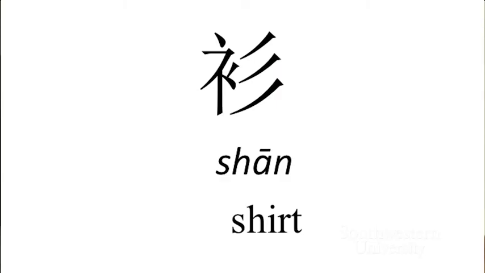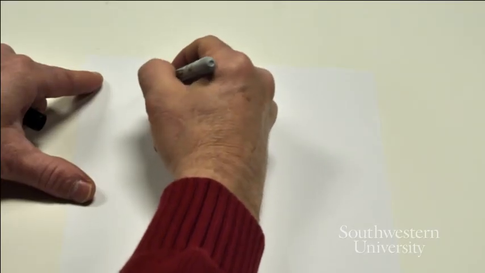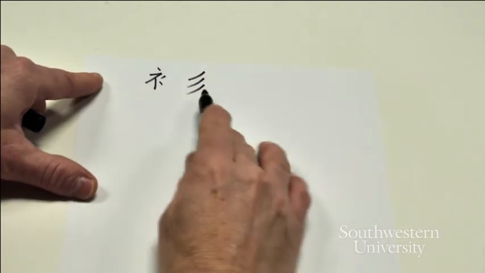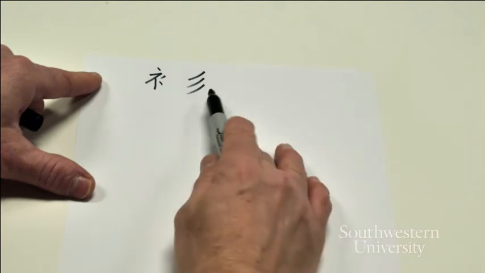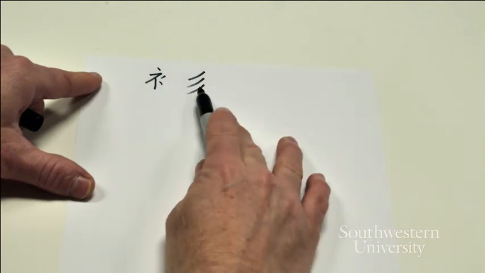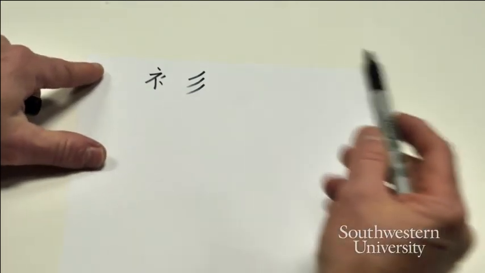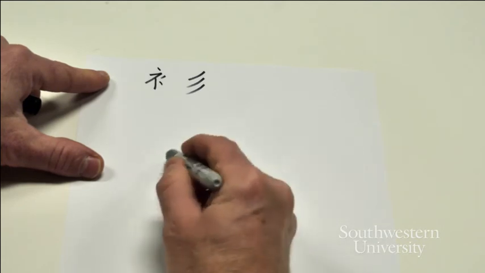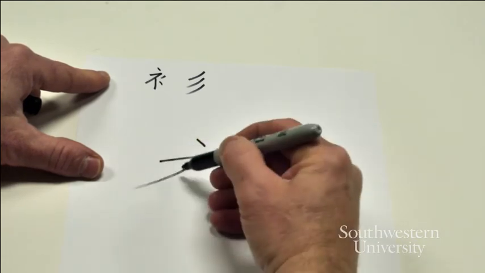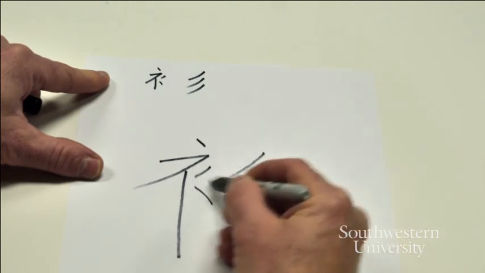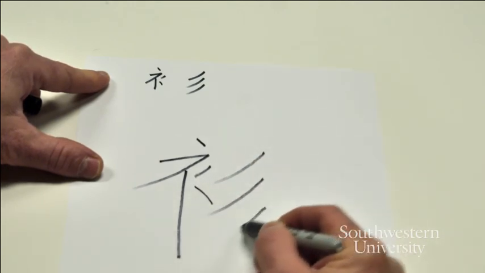The second character in shirt, shan, also has the clothing radical like that, and then the 3 pie in a row, which could mean either feathers or wings or shadow. It means something in some characters and something in another. In this case, it doesn't matter because it's just phonetic. Dian, heng, pie, shu. Dian, dian, pie, pie, pie, shan.